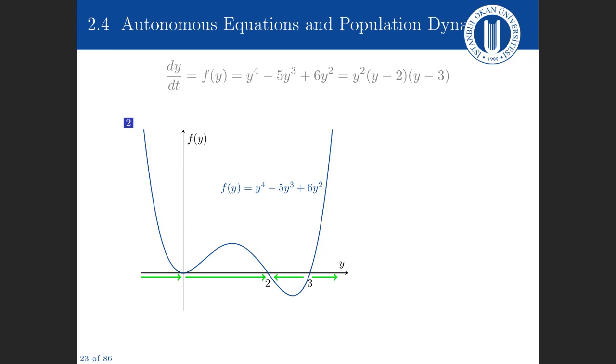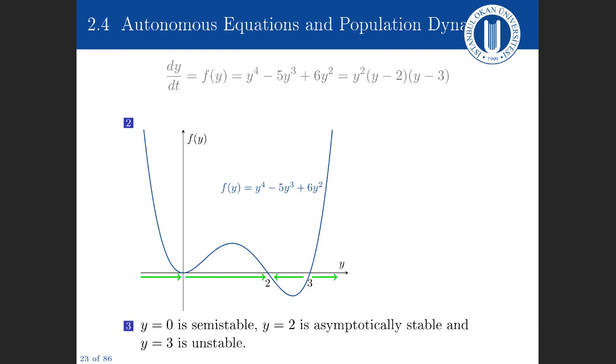Question 3 was classify each one of the critical points as asymptotically stable, unstable, or semi-stable. y equal to 0 is semi-stable because one arrow is pointing towards it, one arrow is pointing away. y equal to 2 is asymptotically stable because both arrows are pointing towards it. y equal to 3 is unstable because both of the arrows are moving away from it.